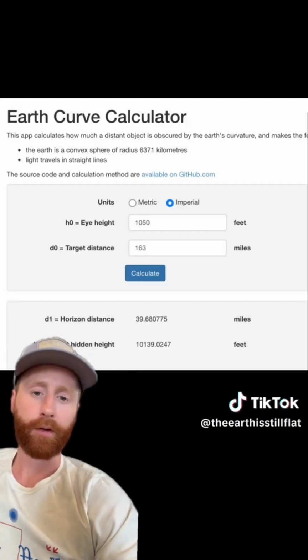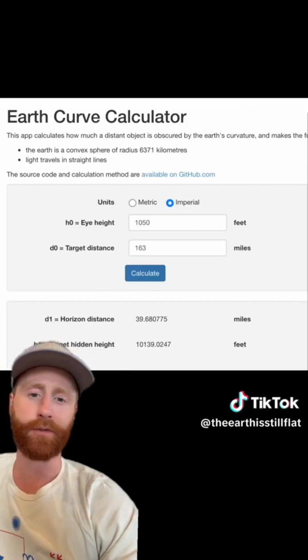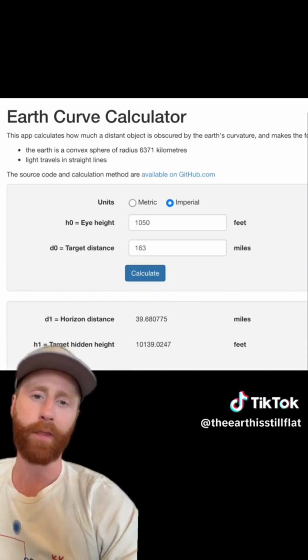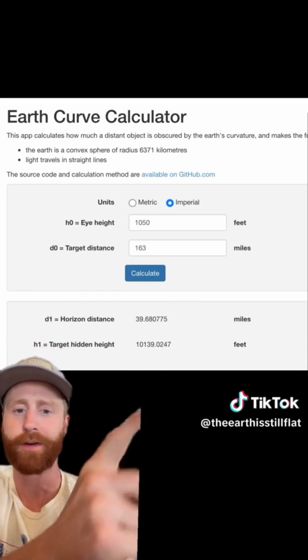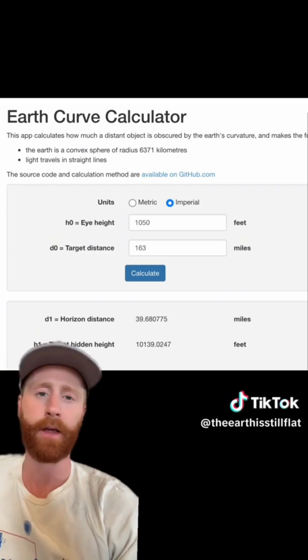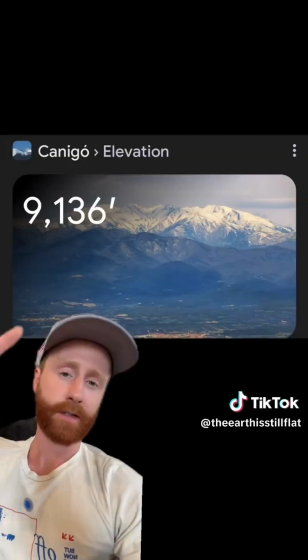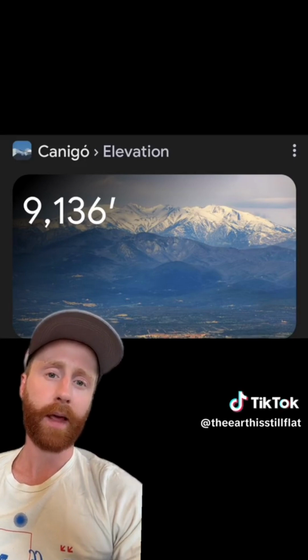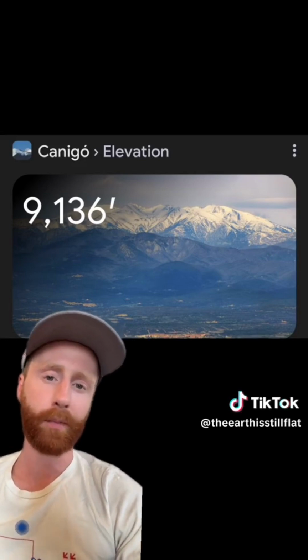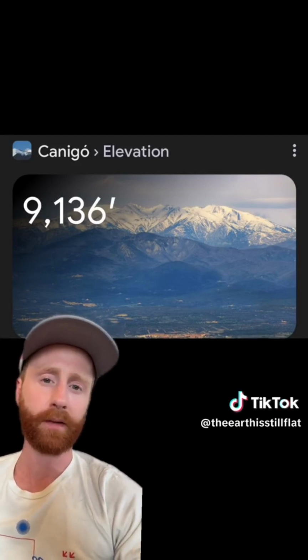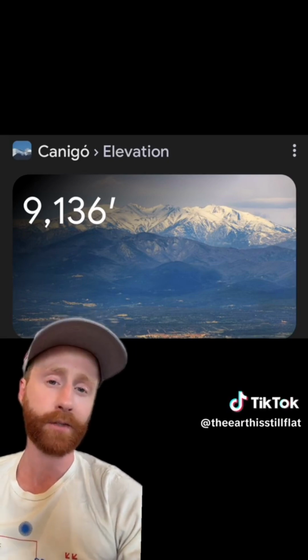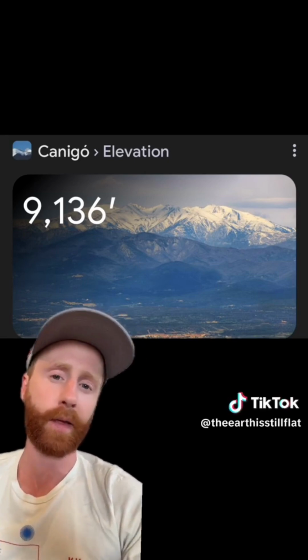Straight from the Earth curve calculator, the target distance is 163 miles away. Again, eye height at 1,050 feet. There should have been over 10,000 feet hidden beneath the Earth's curve. So this is how high the mountain is. Therefore, with that globe math, the top part of the peak would be well below 1,000 feet beneath the Earth's curvature, and all they can do is claim refraction, and here's why that's a problem.